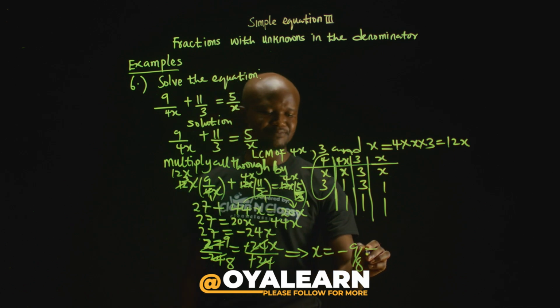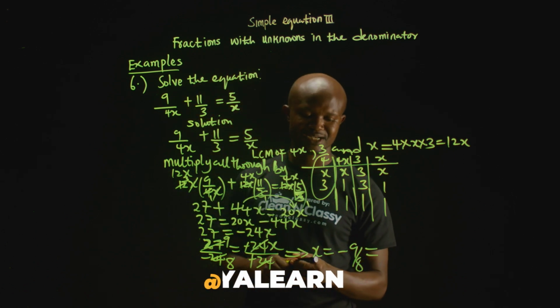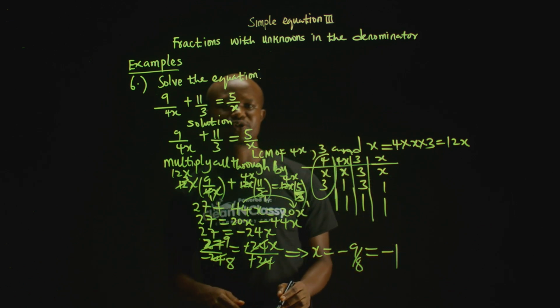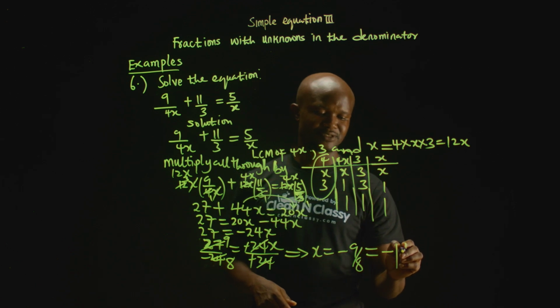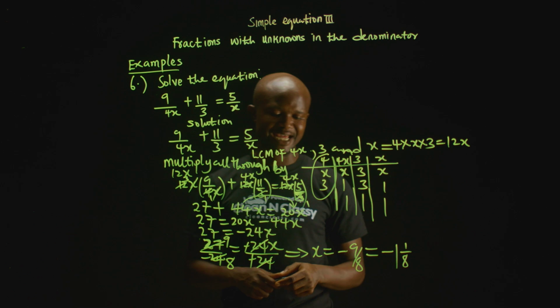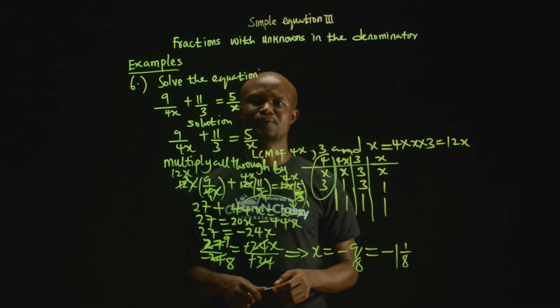So converting minus 9 divided by 8 to a mixed number: 9 divided by 8, we have 1 remainder 1. So we have minus 1 whole number, 1 divided by 8 as the value of x. And that is the solution to the problem. Thank you.